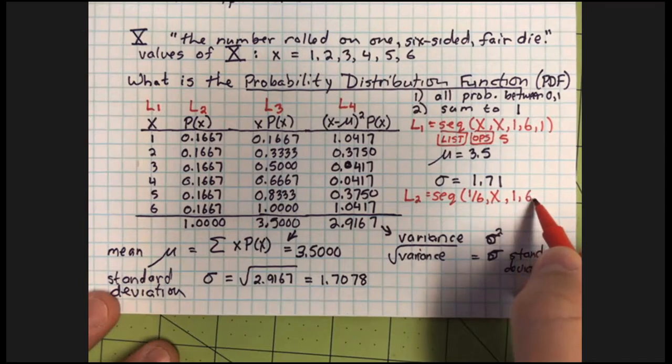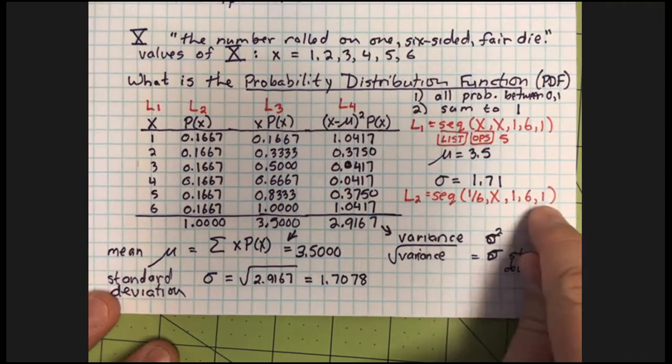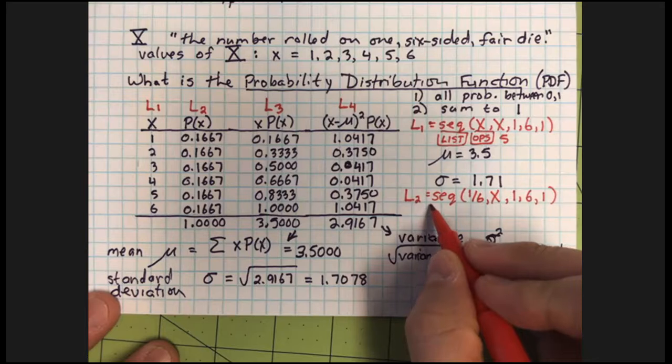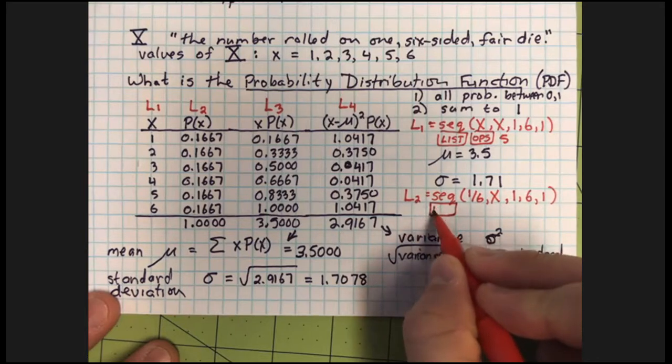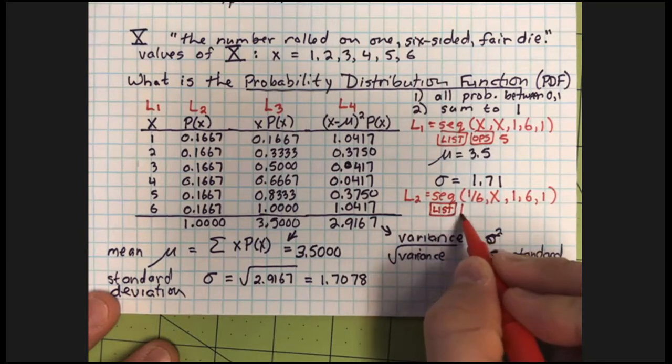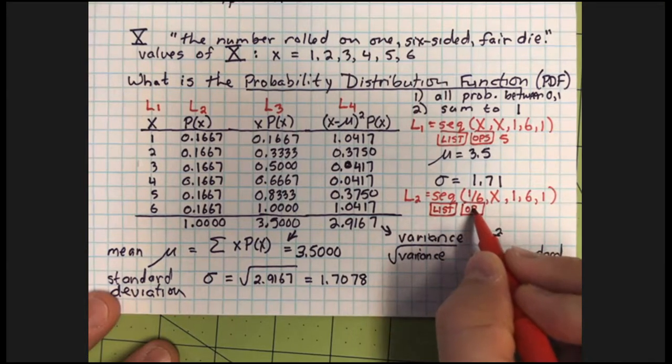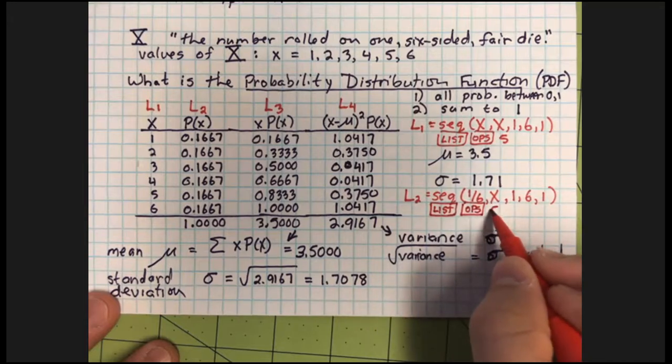Starting at one, ending at six, one step at a time. That's what those three numbers mean. So this was also under list ops, five.